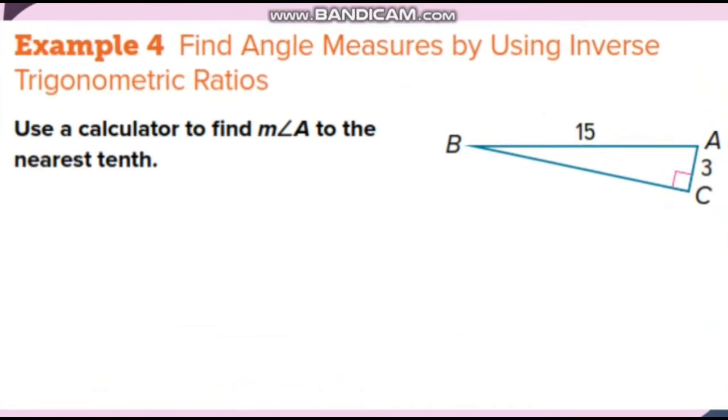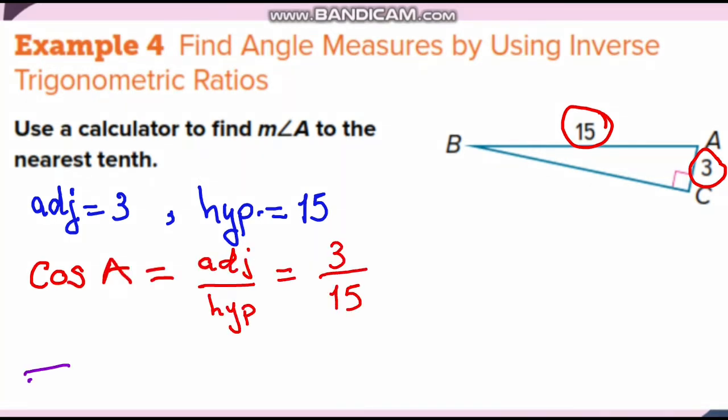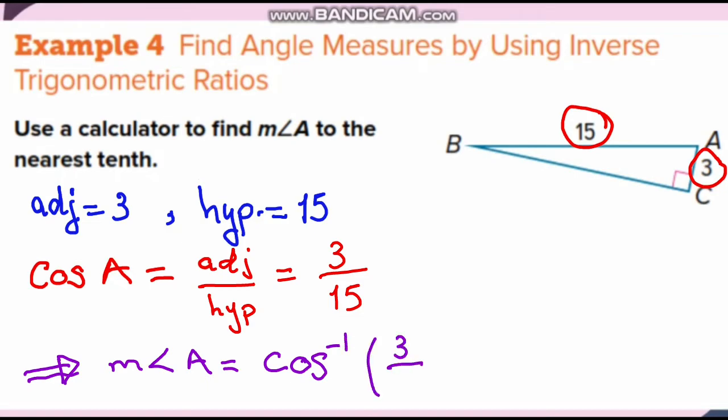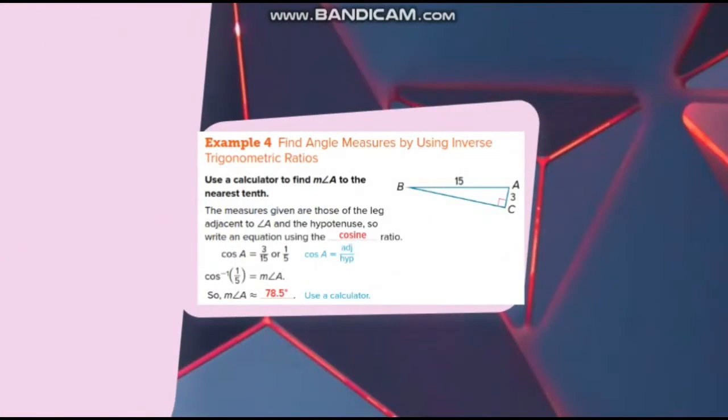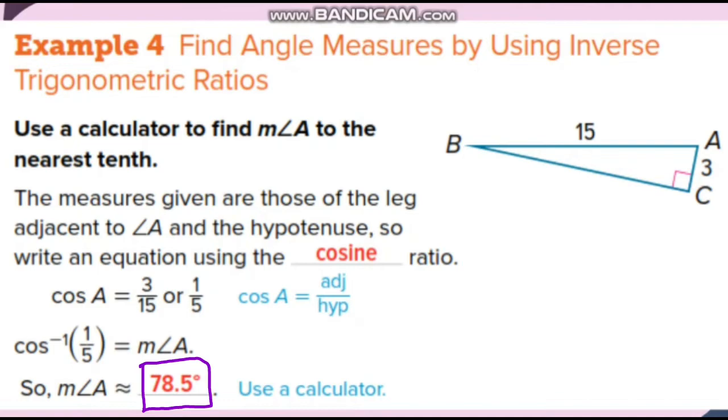Here is an example. Use a calculator to find the measure of angle A to the nearest tenth. We have the side adjacent to A, which is 3 centimeters, and we have the hypotenuse of the triangle, which is 15. So what is the relation between the adjacent and the hypotenuse? It is the cosine. So we're going to use the inverse cosine. Using the calculator to find the inverse cosine of 1 over 5, the angle measure A equals 78.5 degrees.